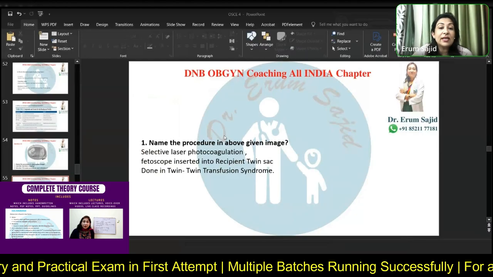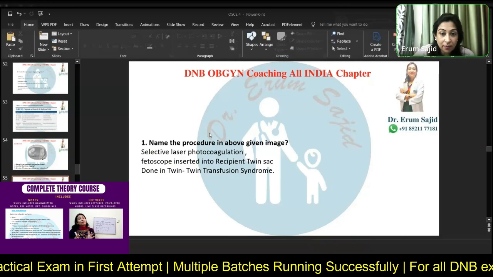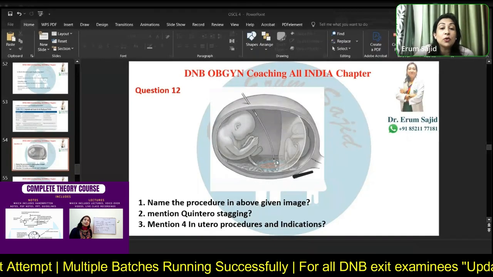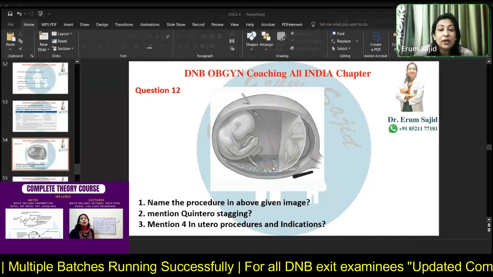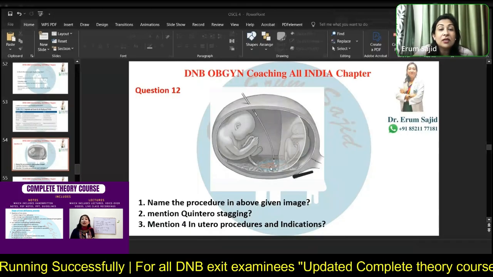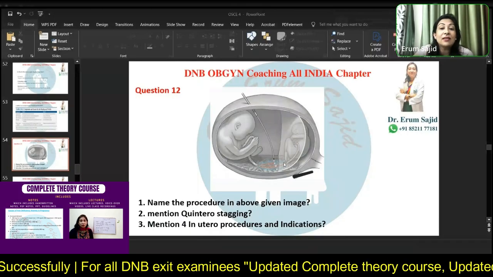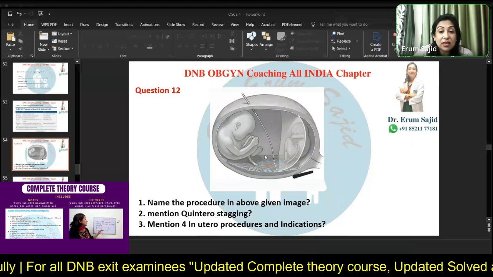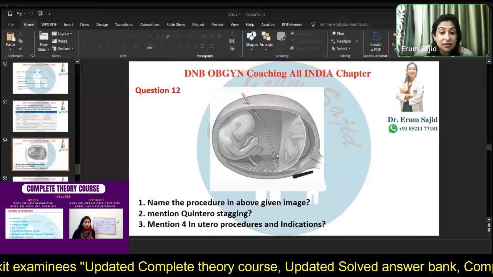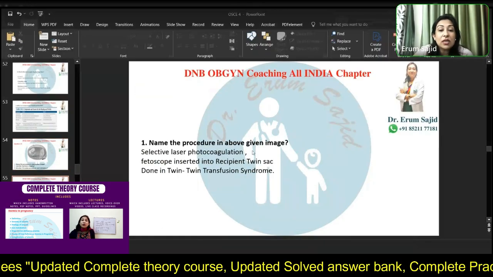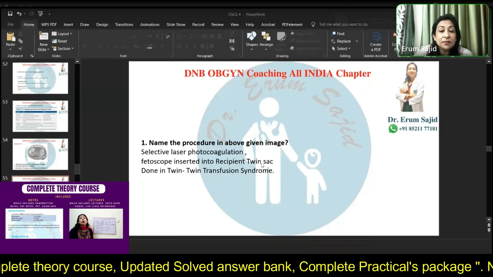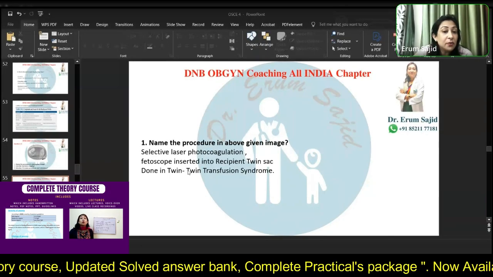This is actually laser photocoagulation. Okay, because you can see that it's photocoagulating. This is not amnioreduction. This is photocoagulation because it's doing the photocoagulation of the channeling vessels in between, isn't it? The veno-venous and the arteriovenous malformations and the channels in between, which is the reason why you have TTTS, isn't it? So all those aberrant channels, it's just photocoagulating, and the fetoscope is inserted, and it's done in twin-twin transfusion syndrome.